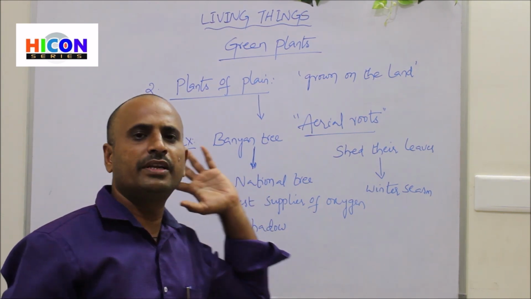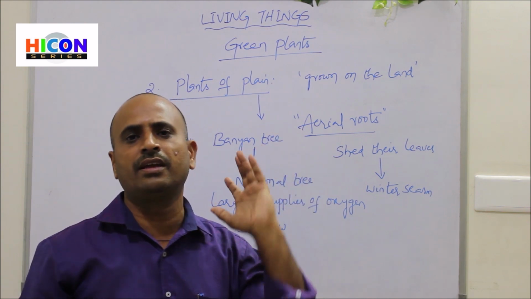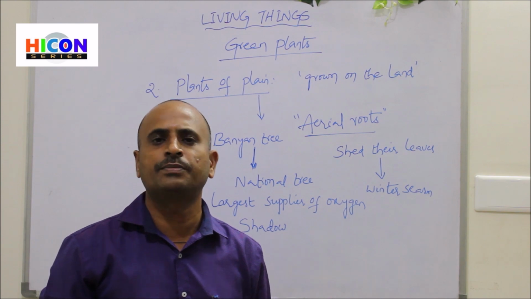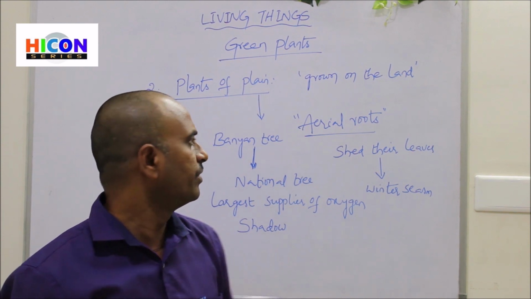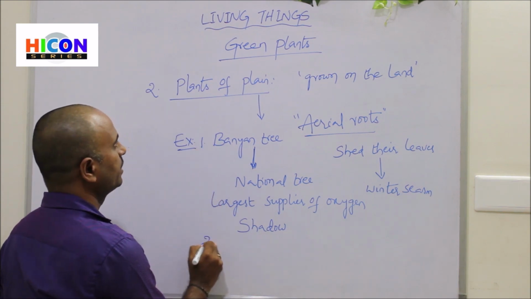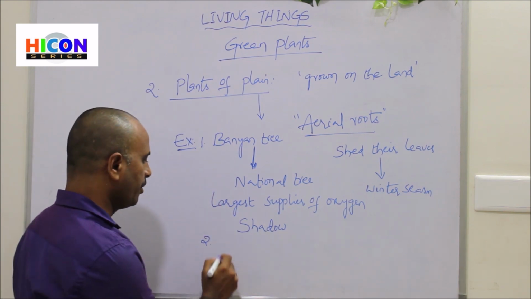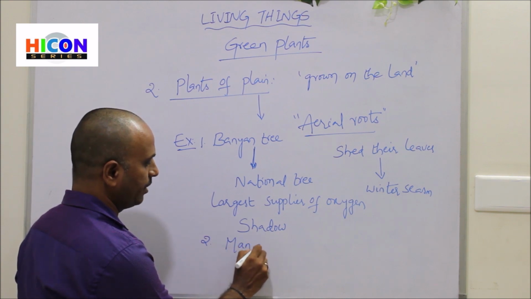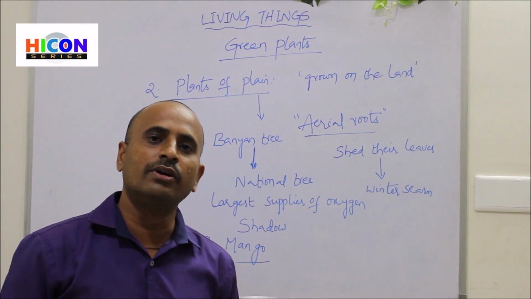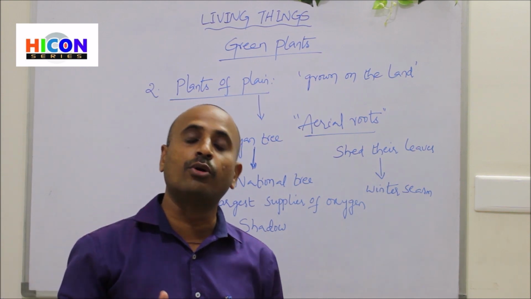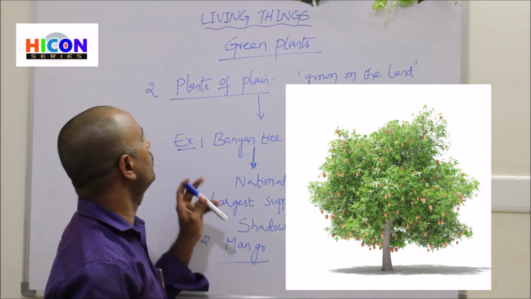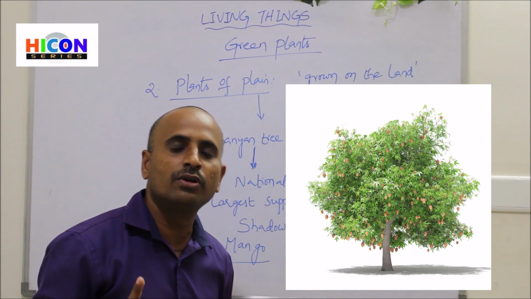We can observe this banyan tree all over India, especially by the roadside in villages. And the second example for the plants of plains is the mango tree. All of us know how the mango tree is. Mango tree is also a huge tree that can grow up to a large size.